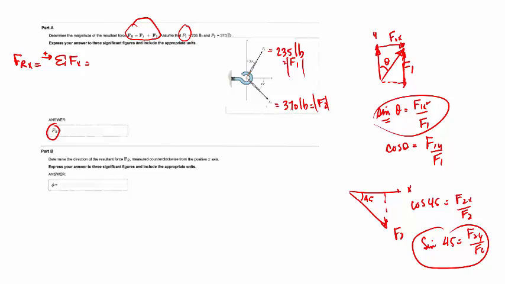So when I come to do my calculation, I look at the 235 pounds and the projection in x would be with the sine of 30 degrees, and then it's positive, the other projection, the other force, 370 cosine of 45 degrees. So this is 379.1 pounds. This is my resultant force in X.